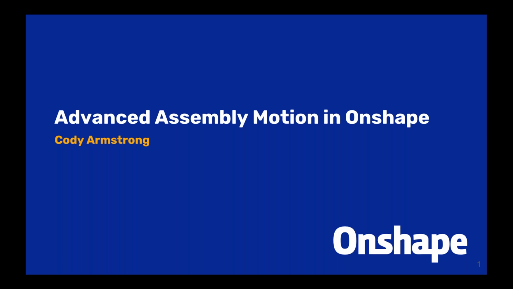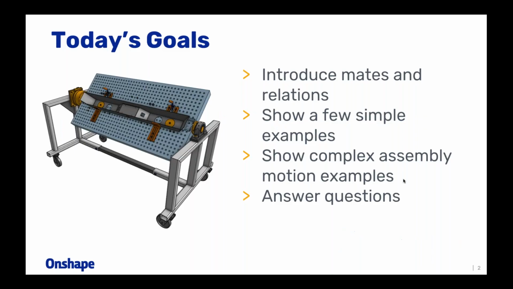We're going to start things pretty simple with a simple explanation of mates and relations, but then we're going to get right into examples. We're going to start with examples of gears and screw relations and all those types of things, and then get into some more complex hypothetical examples. How would you handle a cam? How would you handle a part following a path? Those types of scenarios, and how would you design in that scenario? How would you create the relations or mates that you need in those scenarios?